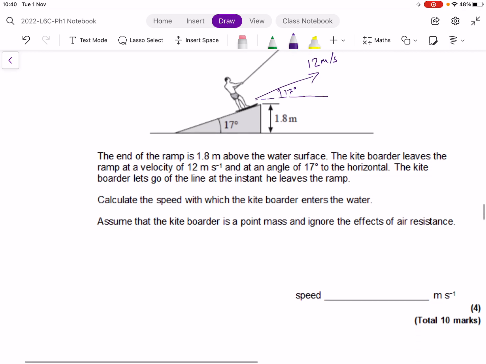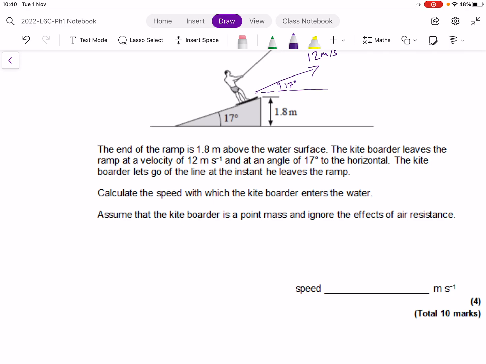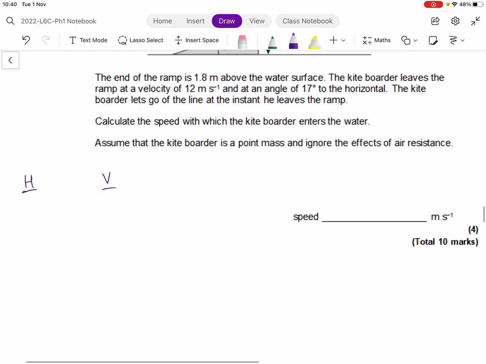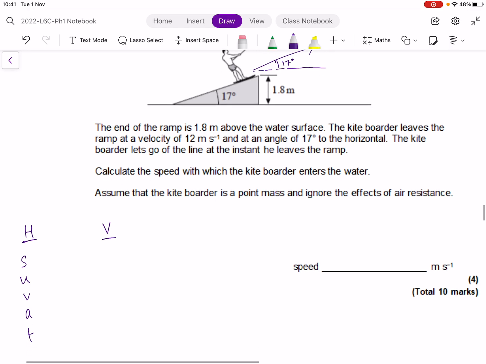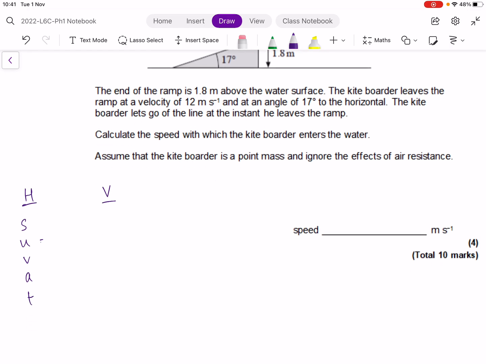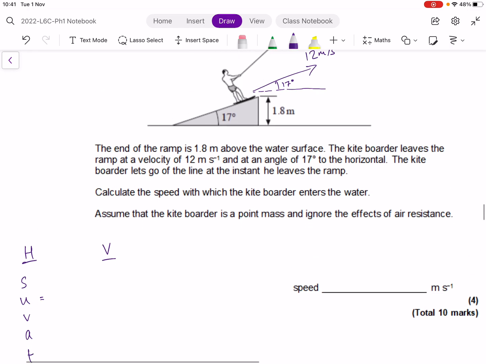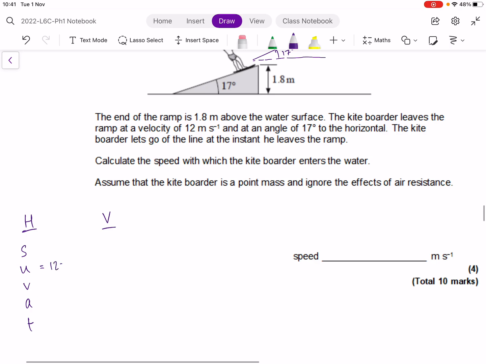Okay, so we've got to do a bunch of SUVATs, and we've got to do horizontal and vertical. So let's write these out. So the horizontal SUVATs, S-U-V-A-T. What do we know here? Okay, well, we know how fast he's going. It's 12 cos 17. We know he's not accelerating, and I think that's about it. We don't know anything else.